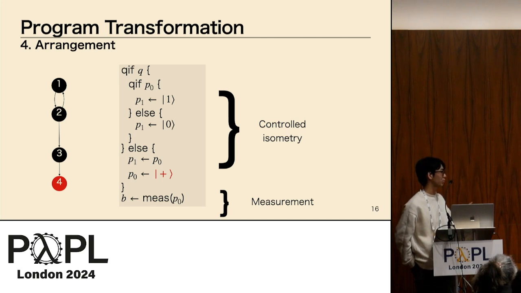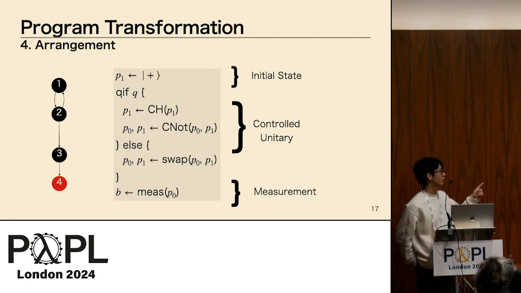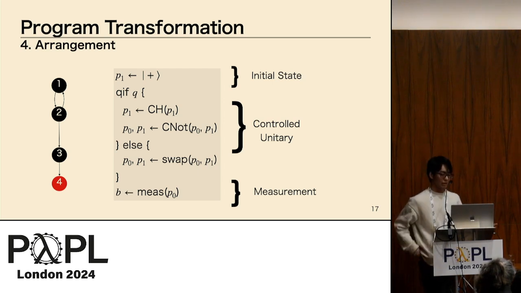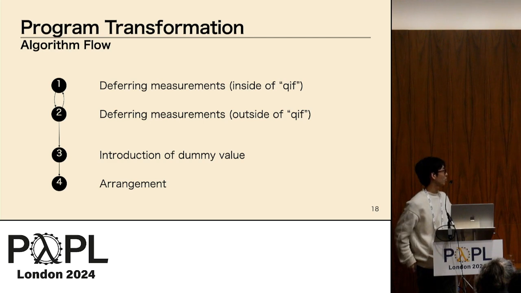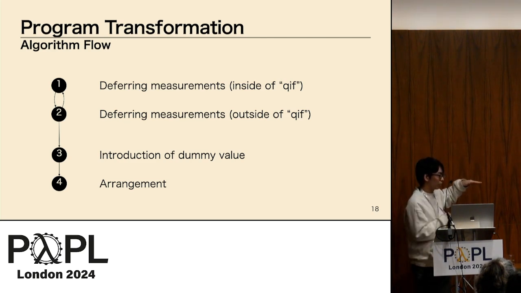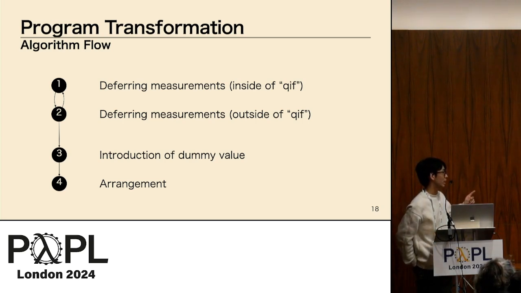And in this final step, we just change the appearance to a simple looking one: a definition of initial states followed by a controlled unitary followed by measurements. So this is not interesting. Let me summarize our algorithm. We first move the measurement in the then clause or else clause to the back. In the second step, we force it to move to the outside of the quantum if. And in the third step, we fix the problem caused by the second step, which is the violation of linearity. And finally, we change it to a simple looking form.